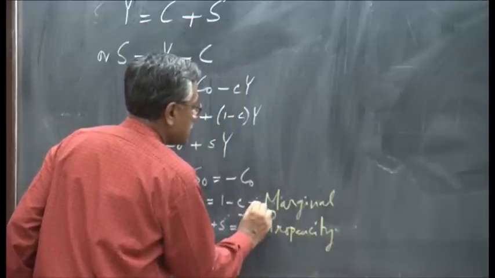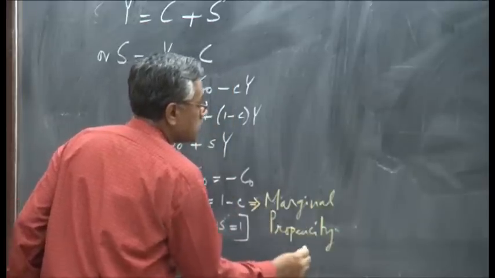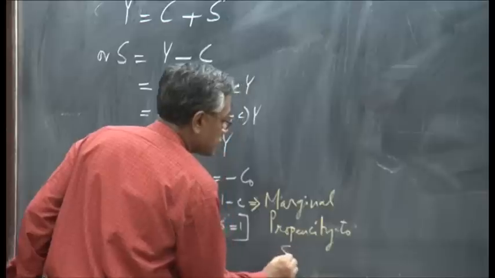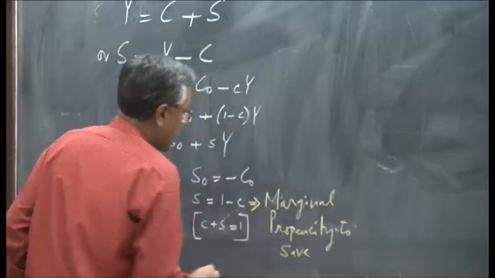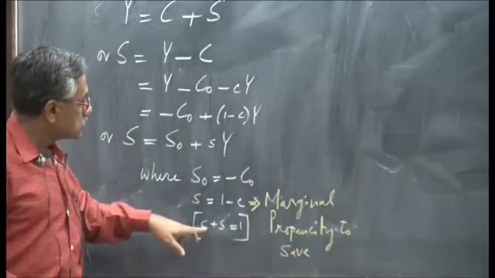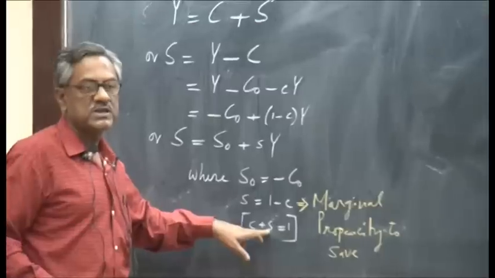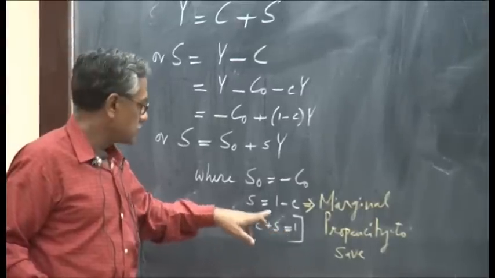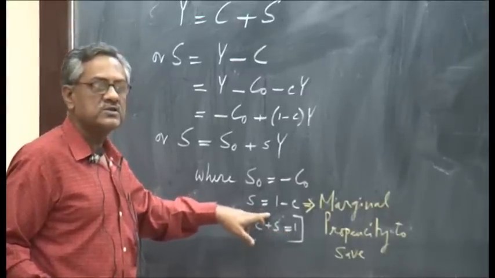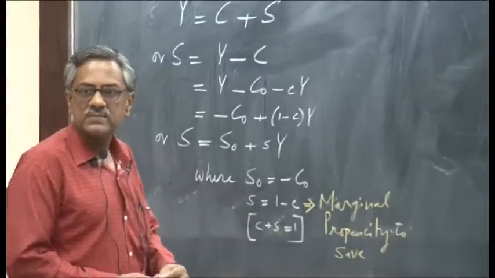This part is the marginal propensity to save, and the marginal propensity to consume plus the marginal propensity to save will be equal to 1 from this identity. If S is equal to 1 minus C, S plus C is equal to 1.